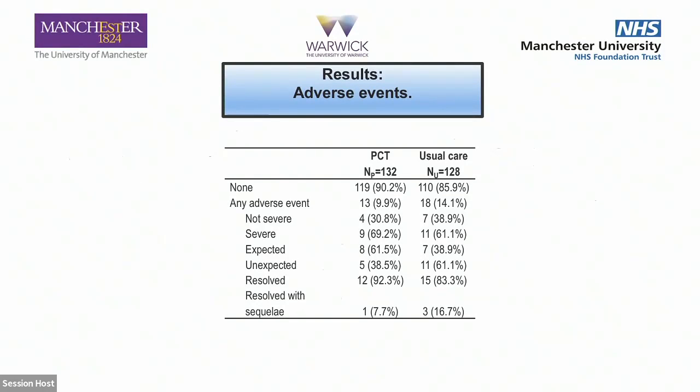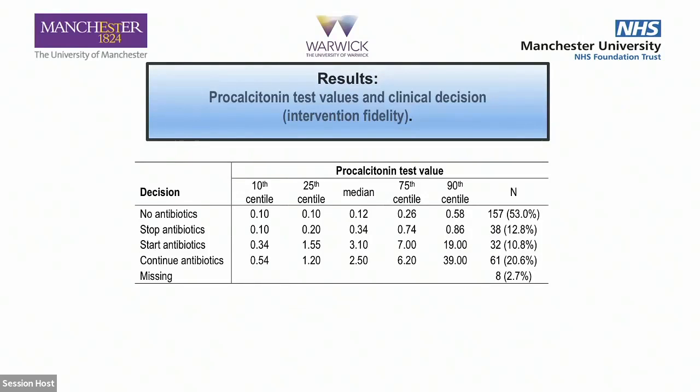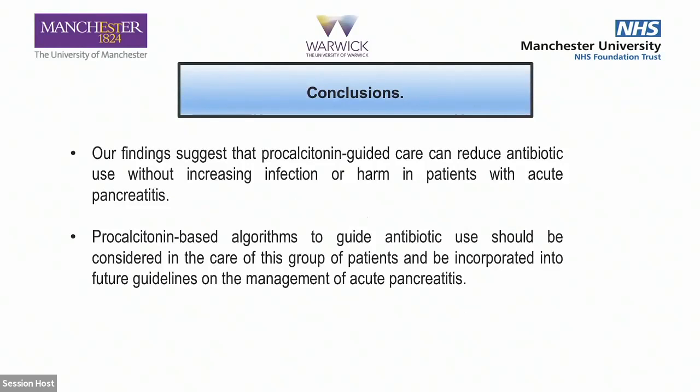Adverse events were low in both arms of the study, with less than 10% of patients having adverse events. The important point to emphasize here is that none of these adverse events in the intervention arm were related to avoidance of antibiotics. Lastly, if we look at the intervention fidelity, you can see that the decision to have no antibiotics was typically associated with a procalcitonin level of less than 1, as was the decision to stop antibiotics.